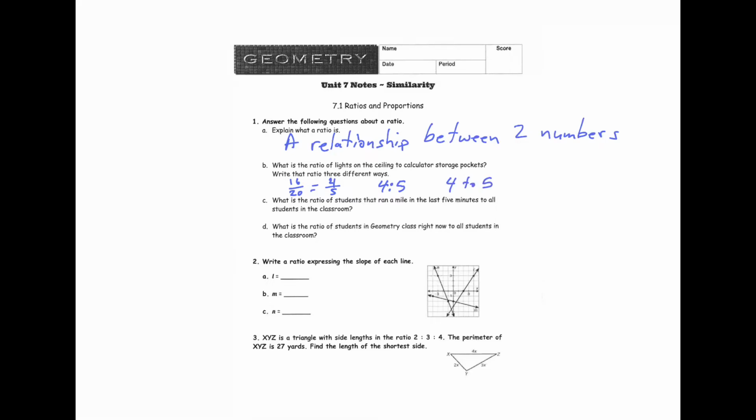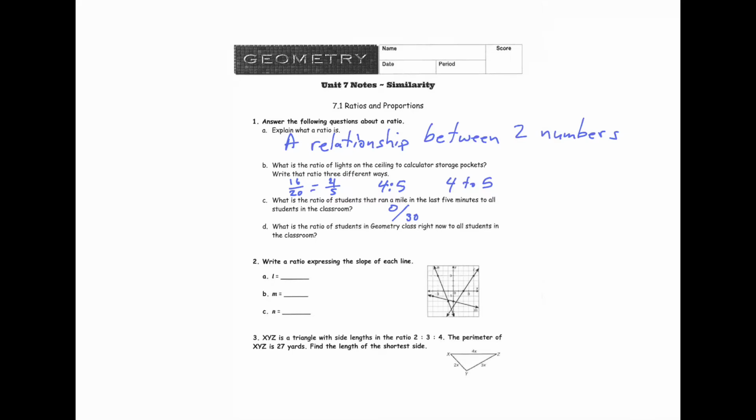4 to 5. All right, so what is the ratio of students that ran a mile in the last 5 minutes to all the students in the classroom? Well, assuming there are some students in the classroom, and assuming that, man, these questions are tough when we're in COVID times here. So what is the ratio of students that ran a mile? Typically, I have 0 students that ran a mile, and about 30 that are in the classroom.